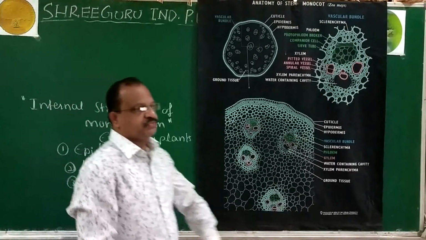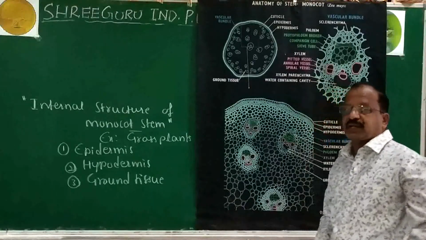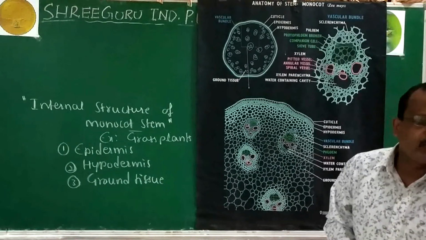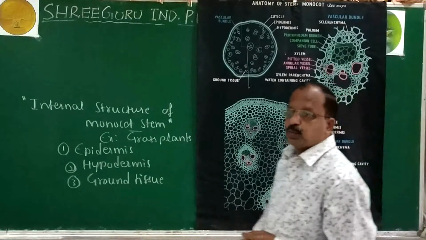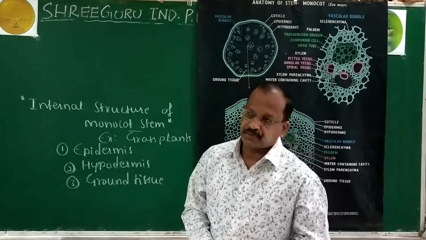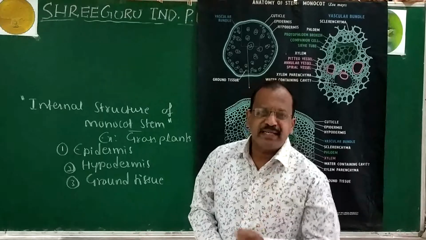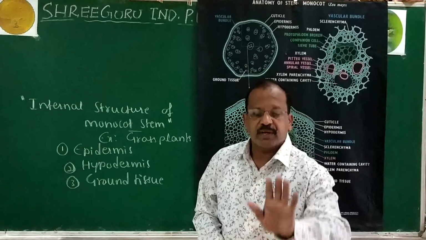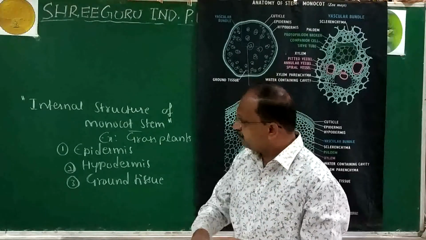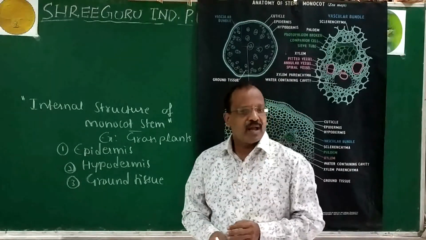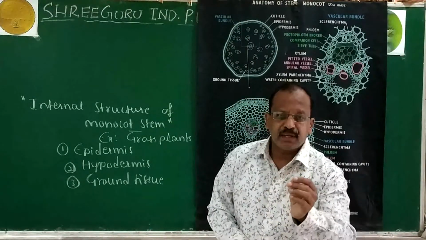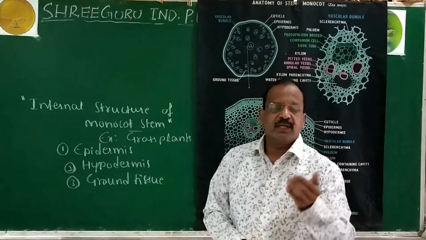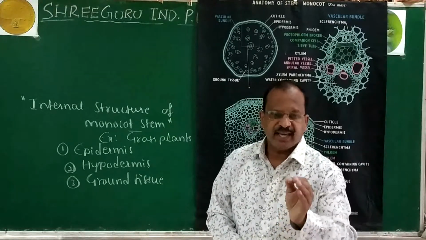The question may arise for 5 marks. The way of asking the question: explain the internal structure of the monocot stem. At that time, the figure will carry 2 to 2.5 marks and the explanation will carry 2.5 or sometimes 3 marks. Instead of that, they may ask, draw a neat labeled diagram of anatomy or TS of monocot stem. Then only the figure will carry 5 marks.